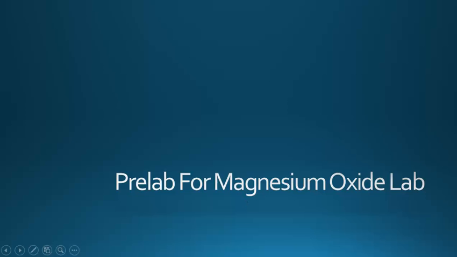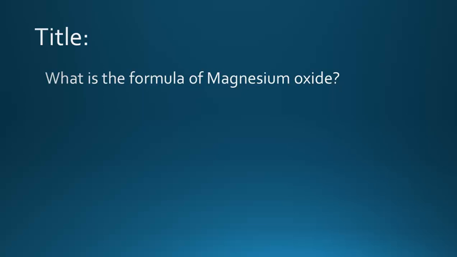Lab involving, in order to determine the formula mass, actually the formula for magnesium oxide. What is that formula? So the title is going to be, what is the formula of magnesium oxide? Obviously, this is not a controlled experiment. We're not looking to see what happens to the dependent variable as you change the independent variable. So you need to keep that in mind.